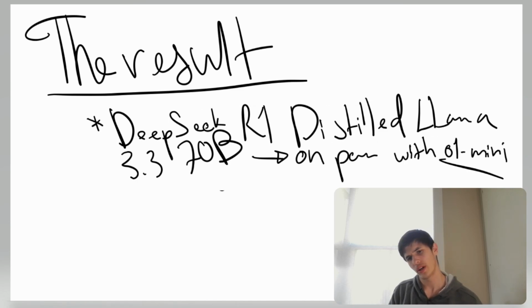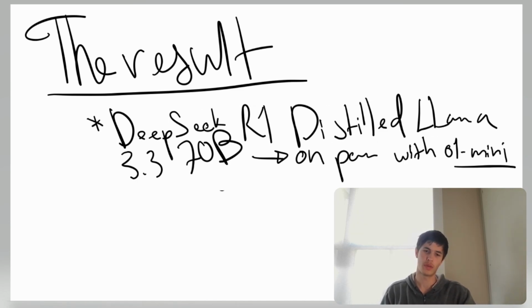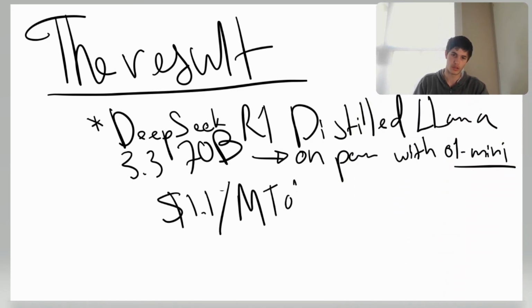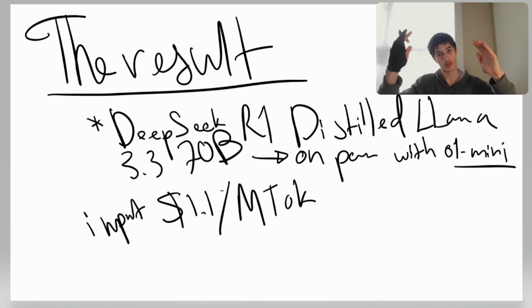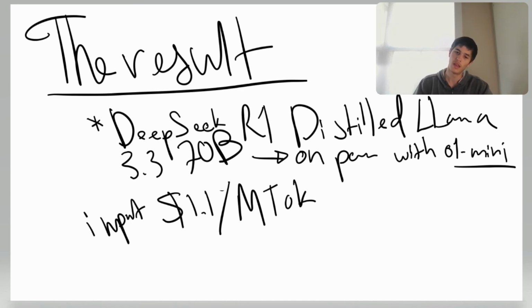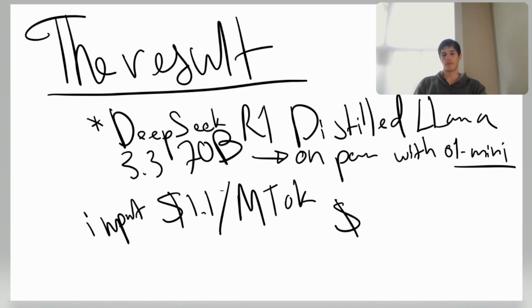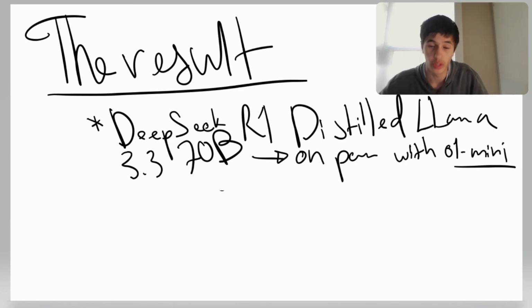So I don't actually remember what the O1 Mini price is, but I believe it's like 1.1 per million tokens for input. If you get 1 million tokens as input into the system, you have to pay 1.1, and the outputs are 4.4 per million tokens. I can't confirm, I think that was only for O3 Mini, but I'm not sure. But regardless, that's a pretty beautiful result, right? And that's the advantage of open source models.